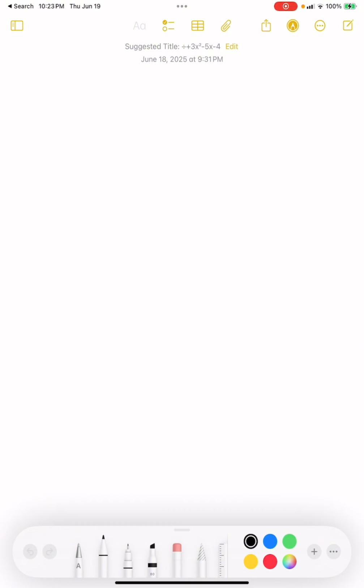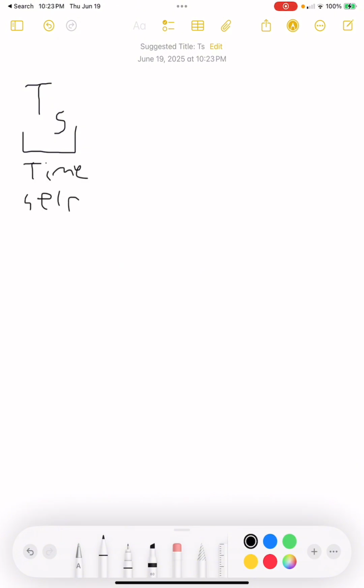Now, this is one of the concepts of Albert Einstein's special theory of relativity, and it says the time for a person that's moving, we're going to denote that as T of S for time self, is equal to the time on Earth. We're going to denote that as TE, time Earth, right?